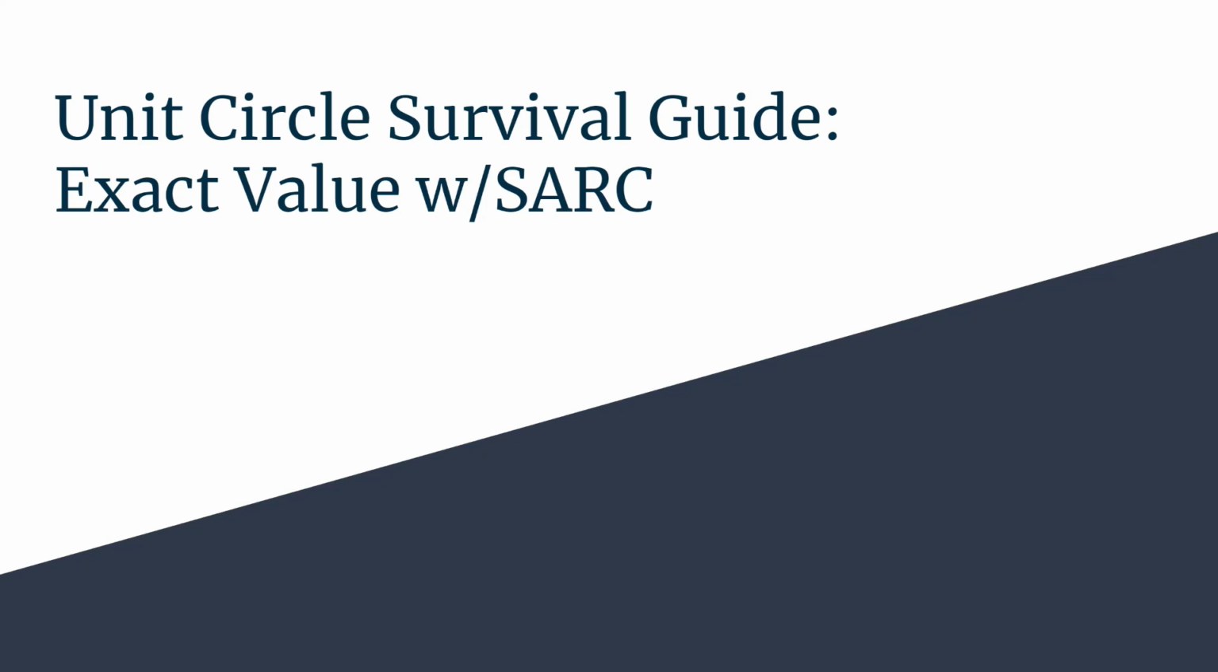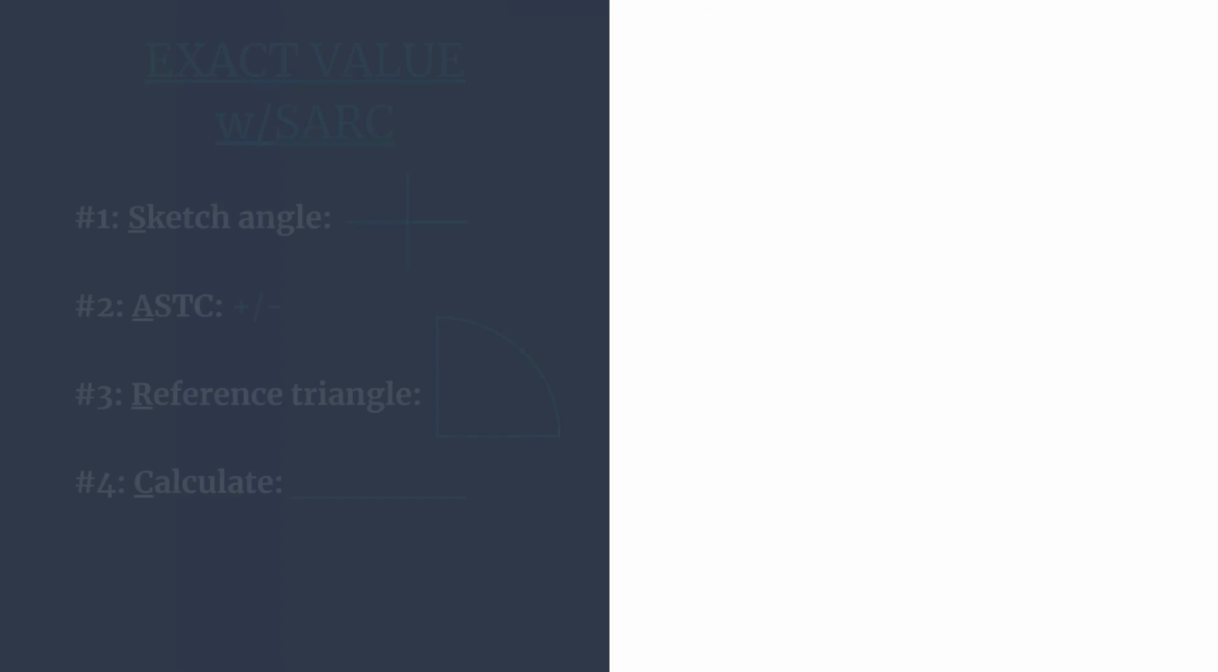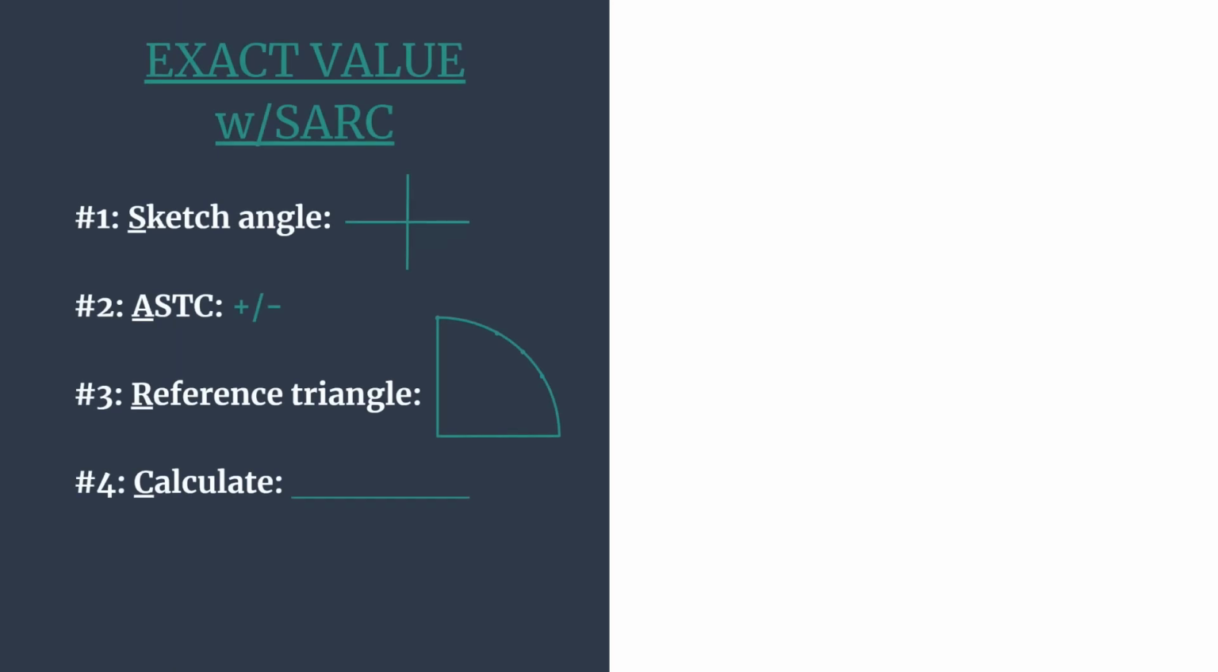In this unit circle survival guide, we're going to find the exact value of the cosecant of negative pi over 6, and we'll use the S.A.R.C method. S.A.R.C is just an acronym so that we remember how to keep all of our information organized. A quick breakdown, our first step is the S, where we'll sketch the angle, specifically the terminal side.